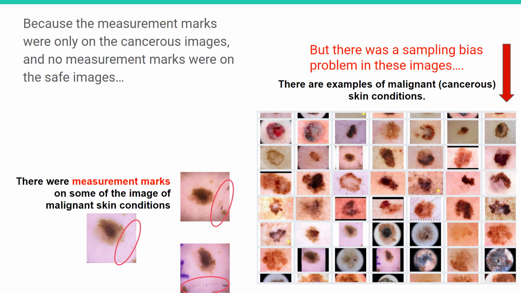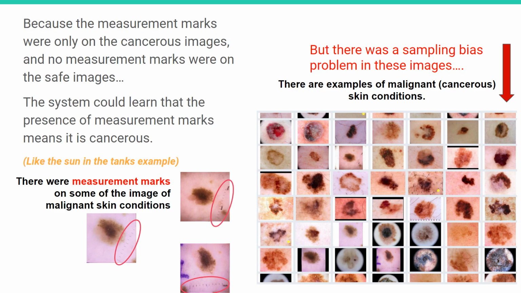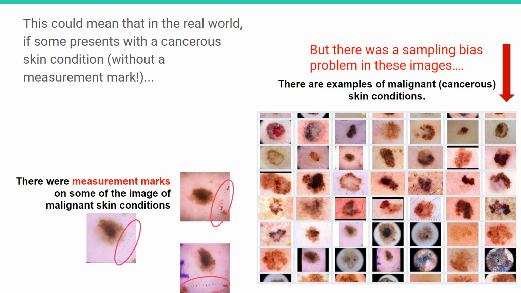Well, because the measurement marks, those ruler marks, were only on the cancerous images, and they were not present in the safe images, what could happen is the system could learn that whenever there are these ruler marks, it would say that the skin condition was cancerous. Or alternatively, when there are no ruler marks, the skin condition was benign. And the worst case that could happen here is if someone did have a cancerous skin condition, but their picture did not have a ruler mark on it, then the system could think that it is safe.